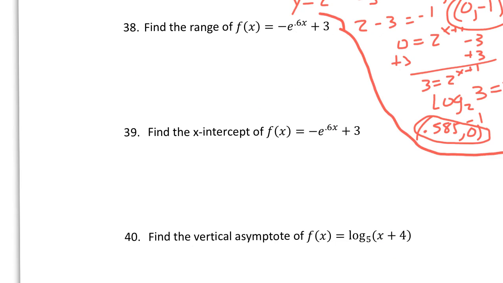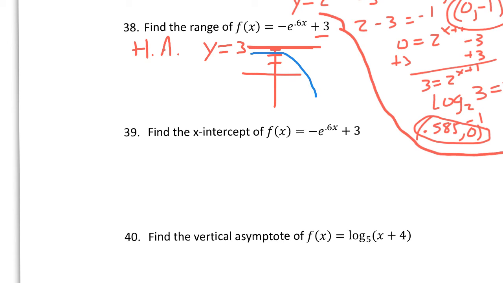For the range of this exponential, I'm going to consider what the asymptote is. An exponential function has a horizontal asymptote, and it would happen at 3. So my graph has a horizontal line here. Now what we don't know is whether the graph is on the top or the bottom of that line. I see a reflection with that negative on the front of the e, so you might just take a moment and graph negative e to the 0.6x plus 3, and you'll see what the graph does.